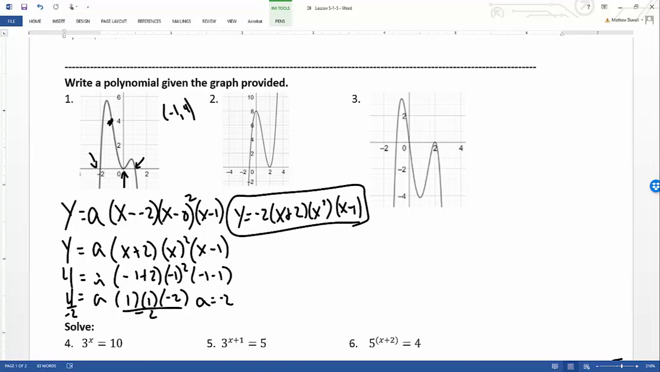Let's look at number 3. So y equals a times, we have negative 1, so x minus negative 1, and then I have x minus 0, and then I have 2, so x minus 2. Now if it crosses, my degree would be odd, so 1, 1, and then that bounces at 2, so my degree is 2. So just cleaning it up.